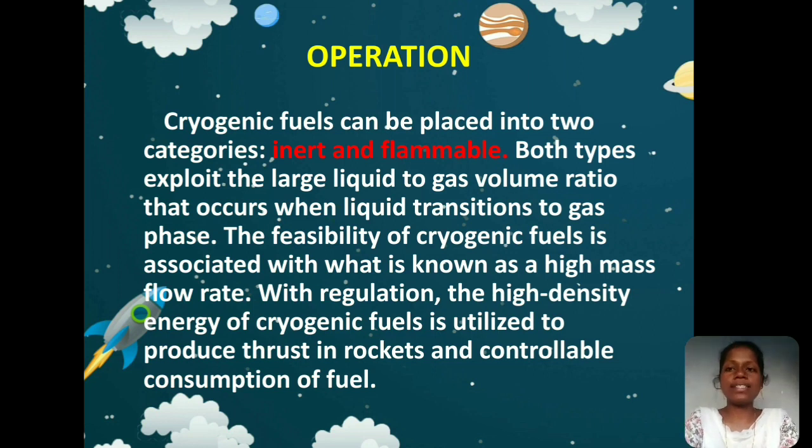So how does it operate? Majorly it operates in two ways: one is inert and another is flammable. Both types exploit the large liquid to gas volume ratio that occurs when the liquid transitions to the gaseous phase. The feasibility of cryogenic fuels is associated with what is known as a high mass flow rate. With regulation, the high energy density of cryogenic fuels is utilized to produce thrust in rockets and controllable combustion of fuels.